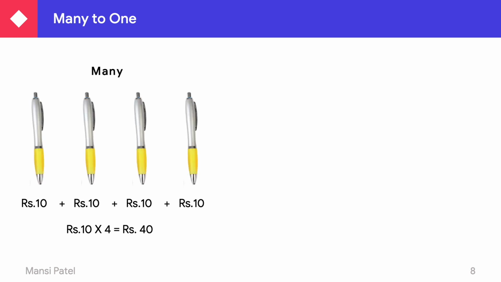Now, another example of how we can find out the cost of one thing from many things. Let us see. In our previous example, the cost of 4 ball pens is rupees 40, that you know. From these 4 ball pens, you have to find out the cost of 1 ball pen. The cost of 1 ball pen is rupees 10. You know that. But how does this rupees 10 come?